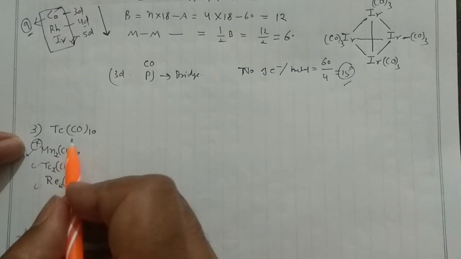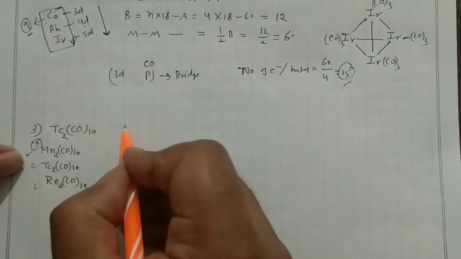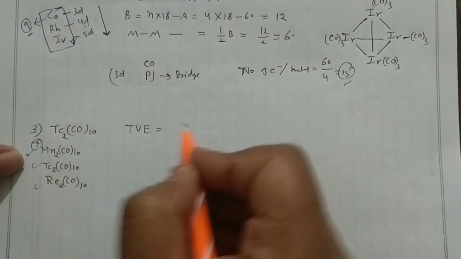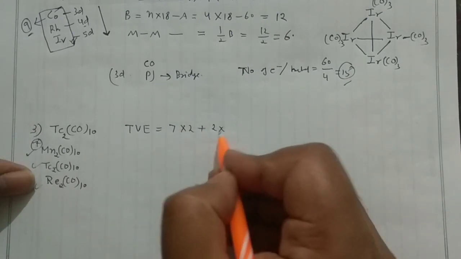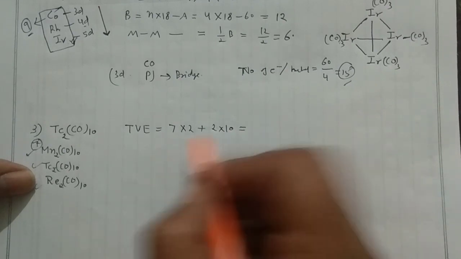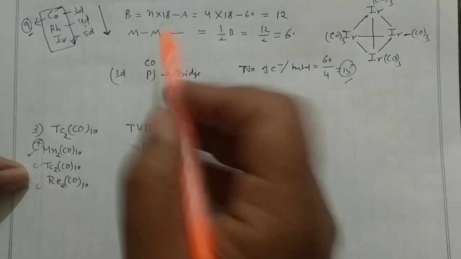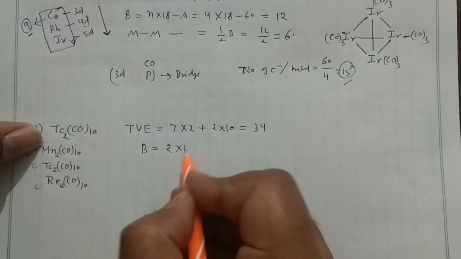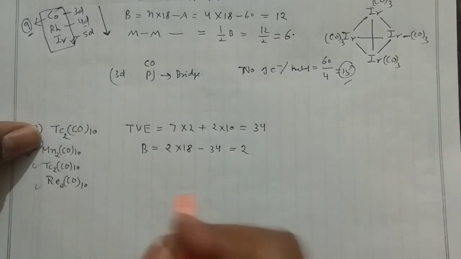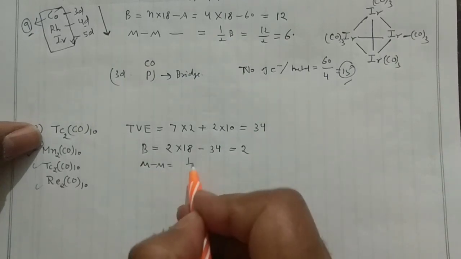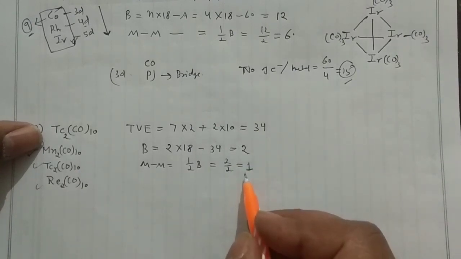So if you write it, there is an error, it should be 2 actually. If you determine the total valence electrons, this would be 7 times 2 plus 2 times 10. 10 times 2 is 20, 7 times 2 is 14, so 34 electrons. If you determine B, I'm not writing that formula again and again, 2 times 18 minus 34 will give you 2. Then metal-metal bonds means half of B, that means 2 by 2, which equals 1. That means you have one metal-metal bond.